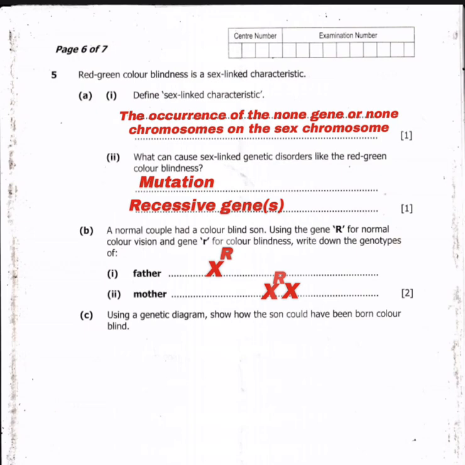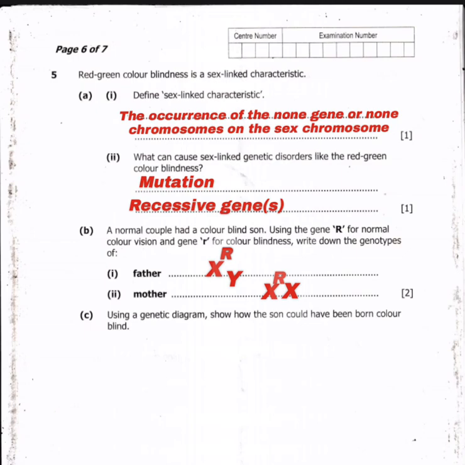Okay. So now on this part here, we are required to use capital letter R for a dominant gene and small letter r for a recessive gene. Now remember, the chromosomes for a male are XY. And for the mother, which is the female, it is XX. Now on this part here, for us to have the color blind child, the mother is going to be a carrier.